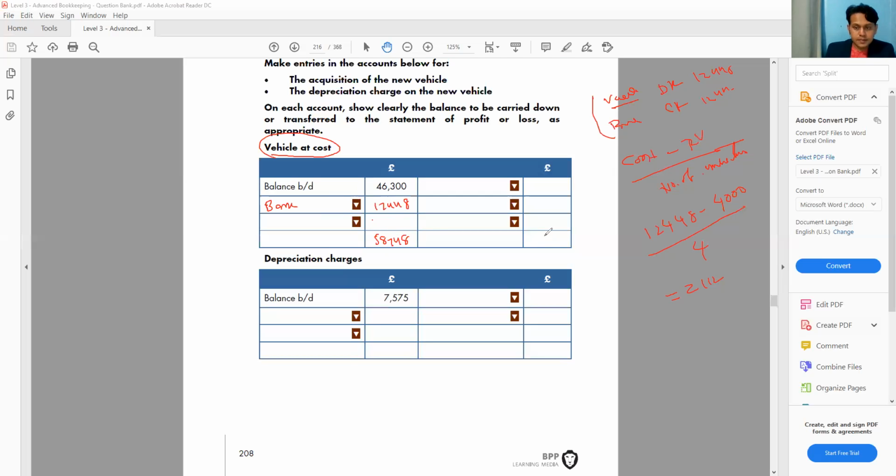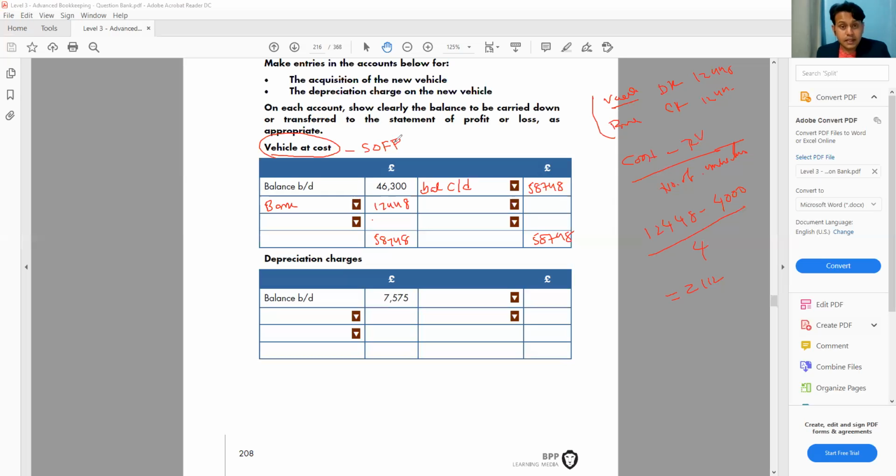We're going to write the same thing, 58,748. And of course, this is our balance sheet. So this one will move to the statement of financial position as 58,748. All right, remember one thing, everyone, please. Recollect: cost is an item for SOFP, statement of financial position.